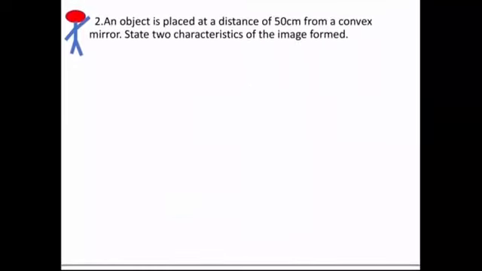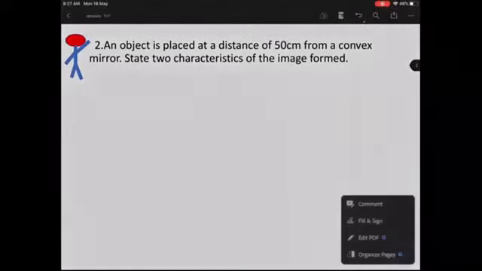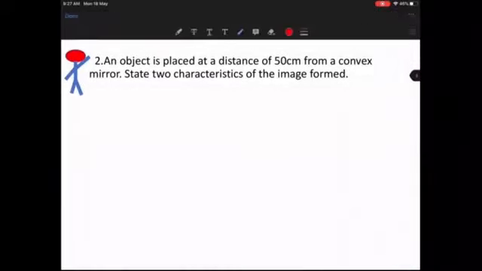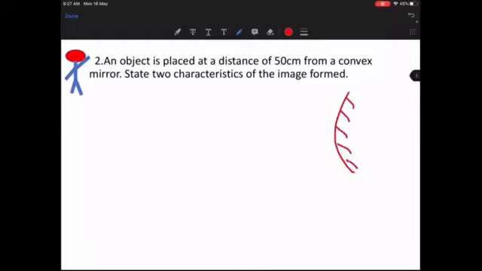Now let's look at the second question here. An object is placed at a distance of 50 centimeter from a convex mirror. State two characteristics of the image which is formed. Whenever you come across any numerical, you have to clearly write what type of a mirror or a lens this is. In this case it is clearly said that it is a convex mirror. So I'm drawing a convex mirror here.